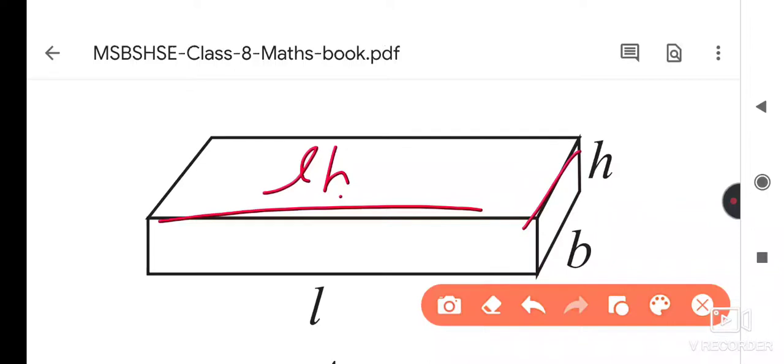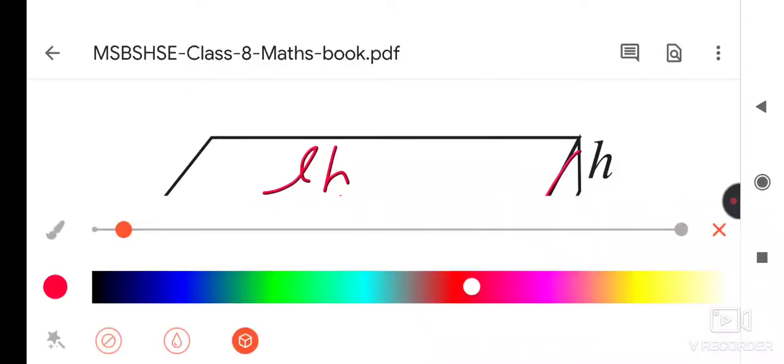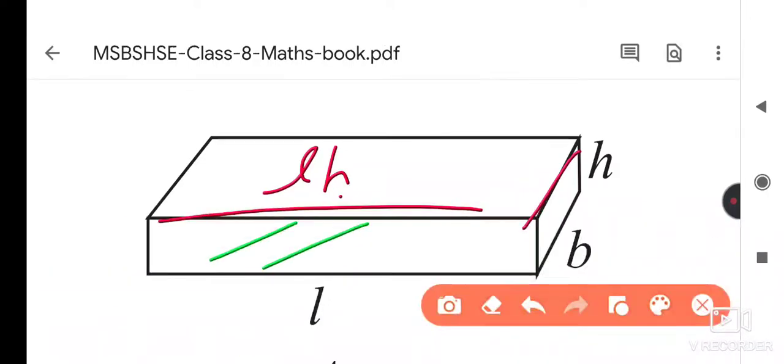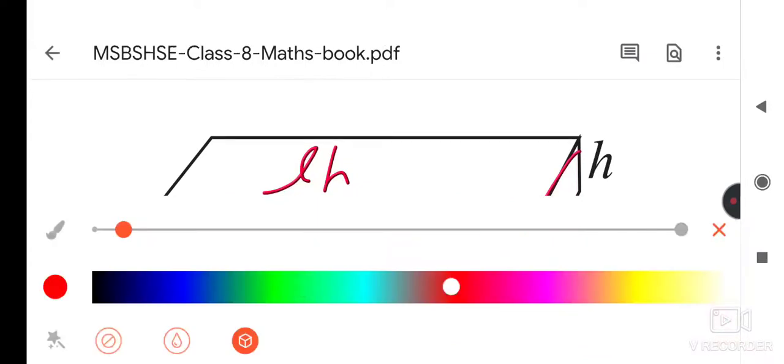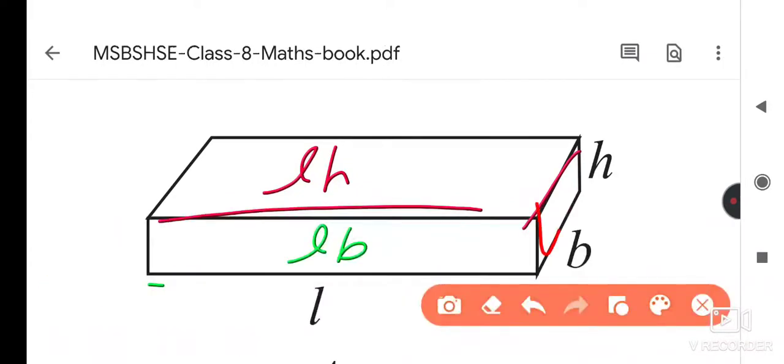The area of this face: it is also a rectangular shape, so L into B, length into breadth. And what is the area of this side face? The area of this face is B into H. That is how we have found the areas.